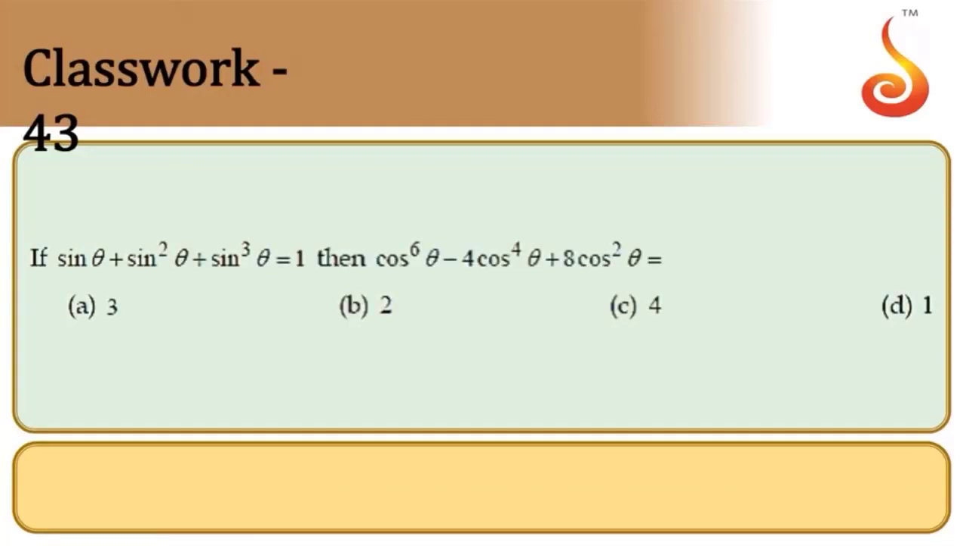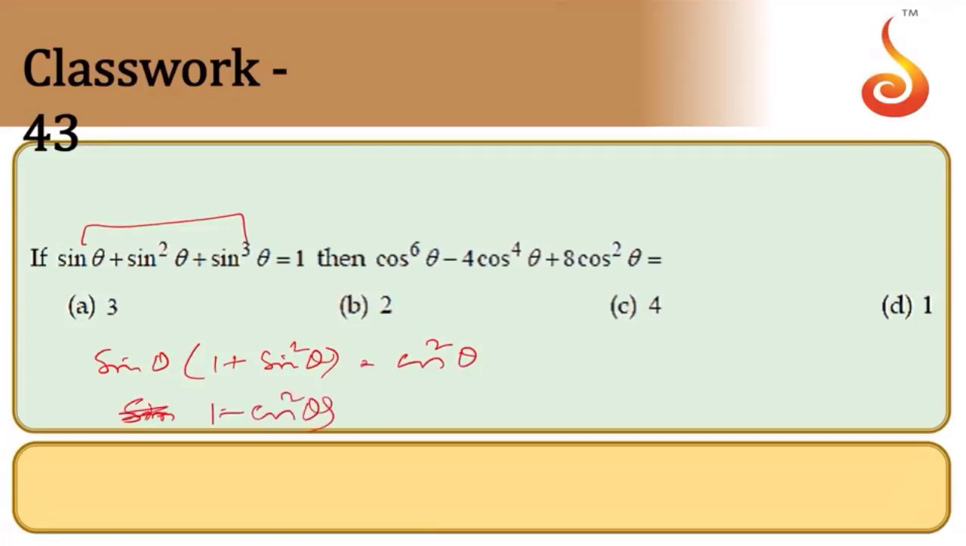43. Sine theta plus sine square theta plus sine cube theta is equal to 1. So from here, taking the first and last, sine theta multiplied by 1 plus sine square theta is equal to 1 minus sine theta, that is cos square theta. Squaring on both sides, sine square theta can be replaced by 1 minus cos square theta, multiplied by 2 minus cos square theta whole square is equal to cos square theta.